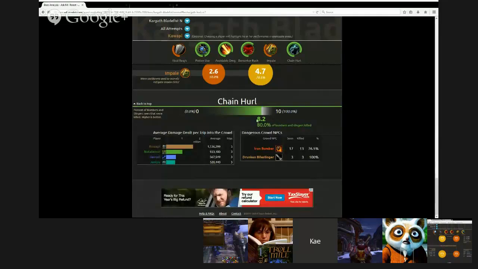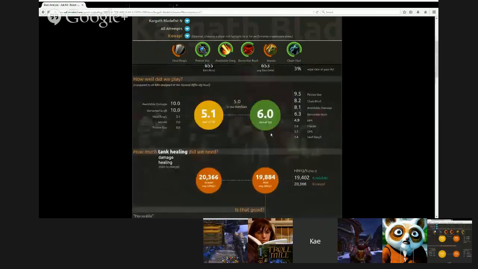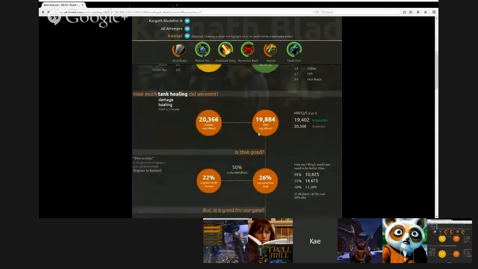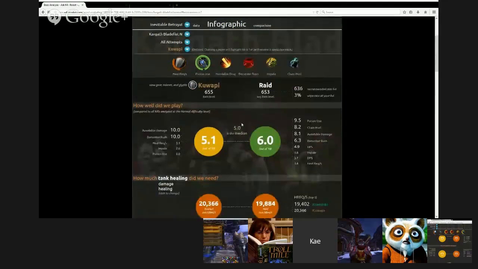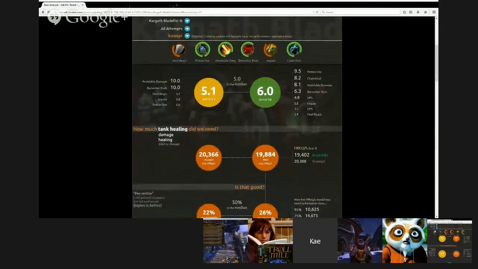Chain hurl, we're doing really good. We really can improve on this 8.2 because, like I said, we decided as a group that once he's less than 10%, the gallery group will just simply hop down and continue on with killing Kargath. So we won't get a perfect 10 out of that unless we pick up our pace and kill him before the chain hurl happens. Those are things that you can see, so we can look here and see how well we played. Again, this is Kuwapi's score. It's 5.0. The raid did 6.0.